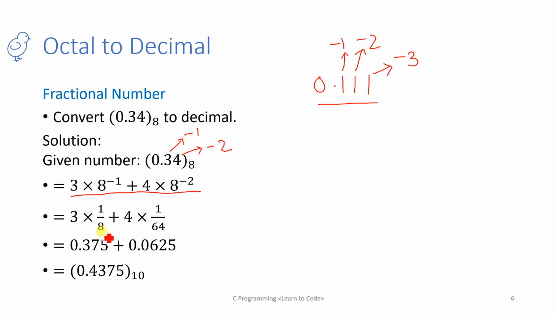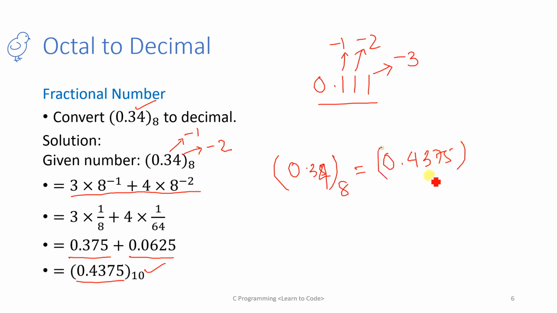Now 3 divided by 8, how much will you get? 0.375. 4 divided by 64 gives 0.0625. Now add these two values and you will get 0.4375 base 10, and this is the answer for 0.34. That means 0.34 in octal becomes 0.4375 in decimal.